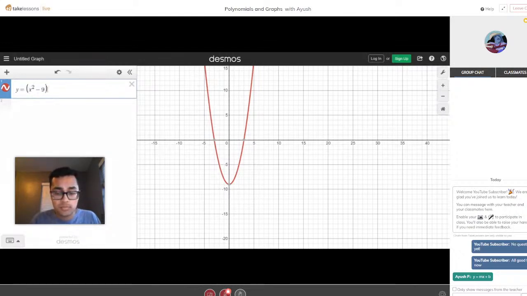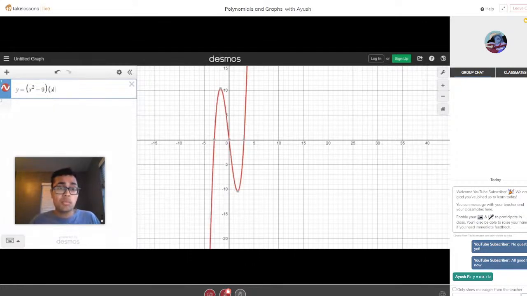Okay, so with that said, right, you can imagine we can keep doing this exercise and we can keep seeing how different polynomials are going to change, right? So what happens if we multiply that by x? Oh, look, we have a cubic function now. A function where x cubed, x to the power of 3, is the highest degree term.